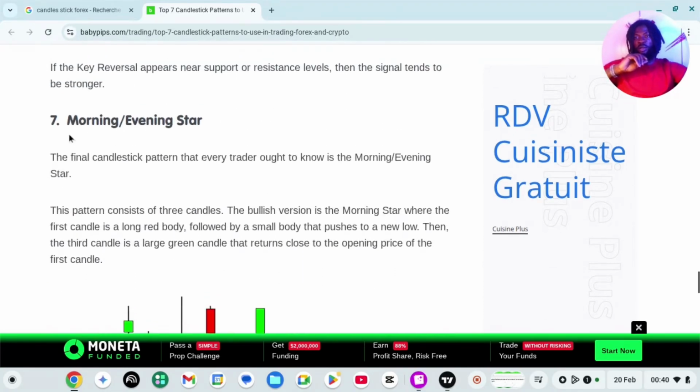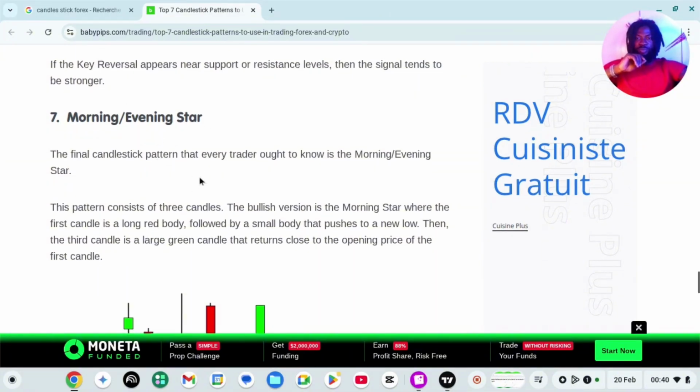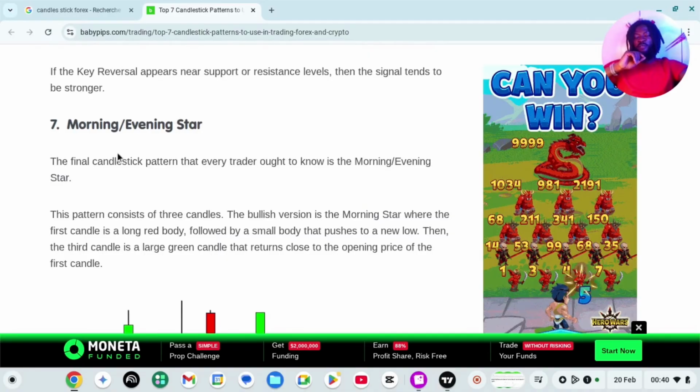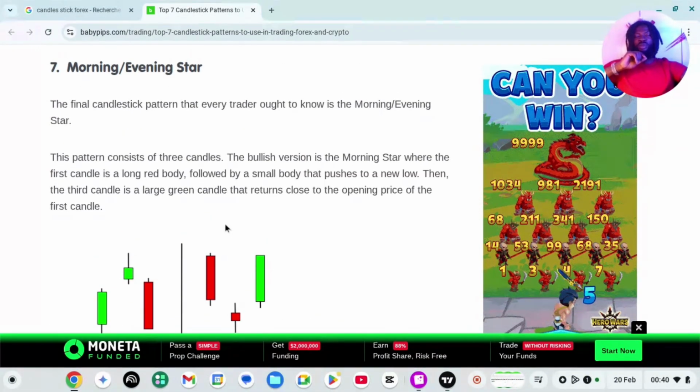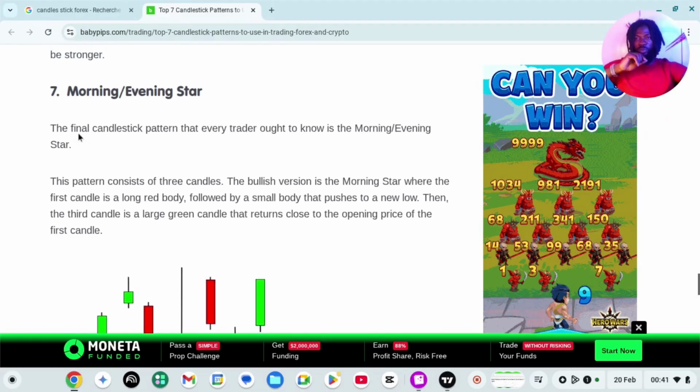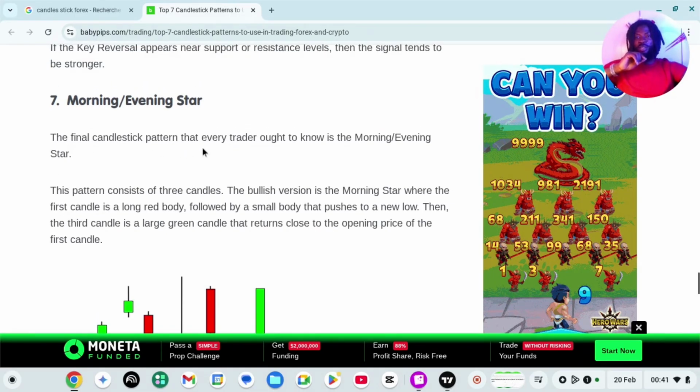Now let's go to this 7. Morning and evening star. This morning and evening star is one of the most powerful chart patterns. When you see it, it's almost impossible for it not to work in your favor, if you use it rightly. So the final candlestick pattern that every trader ought to know is the morning and evening star.